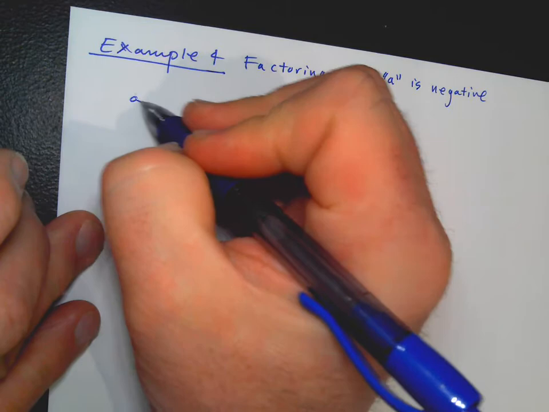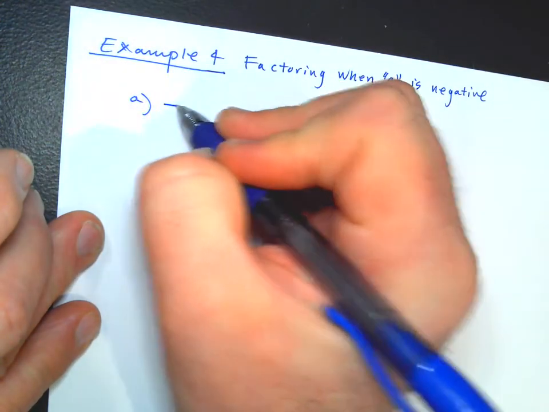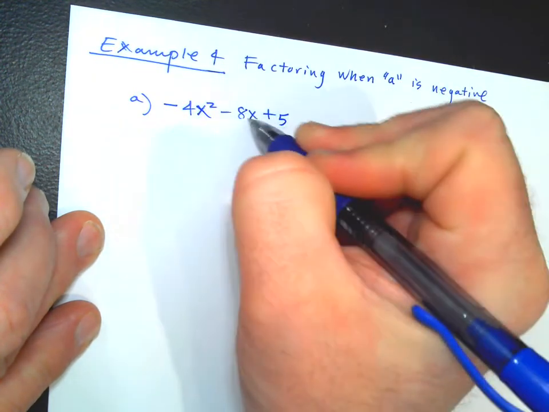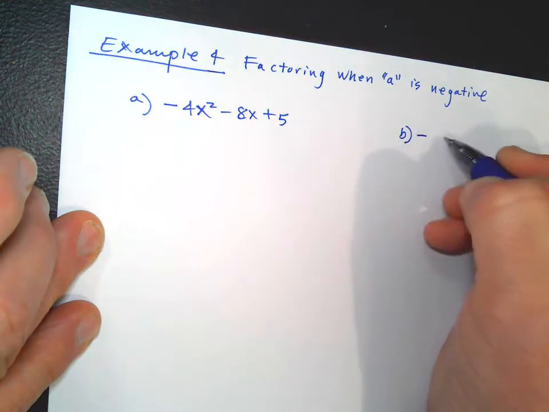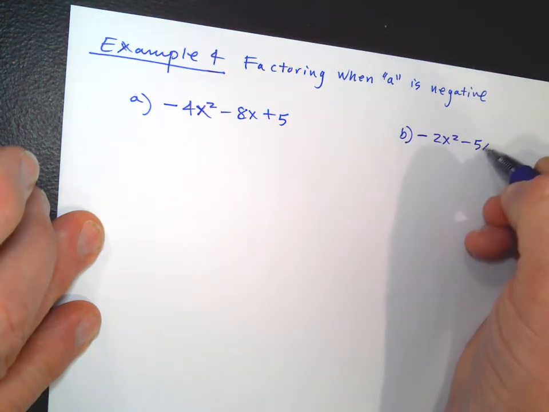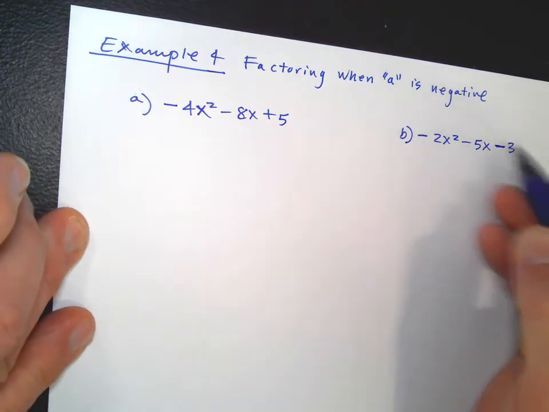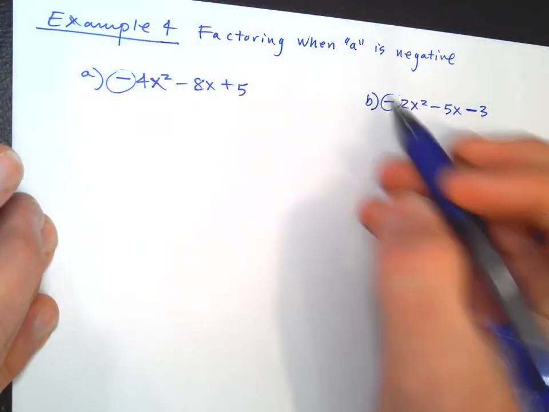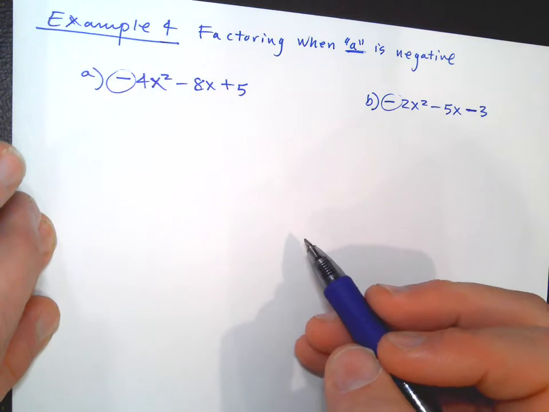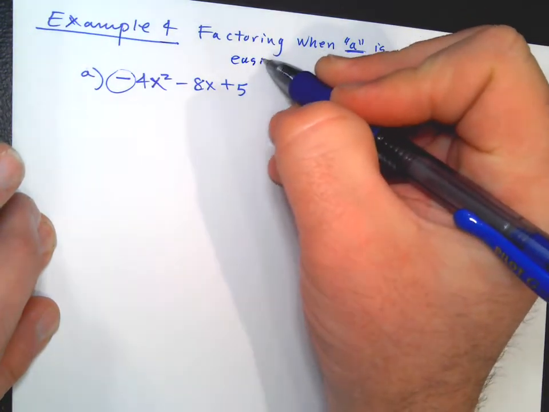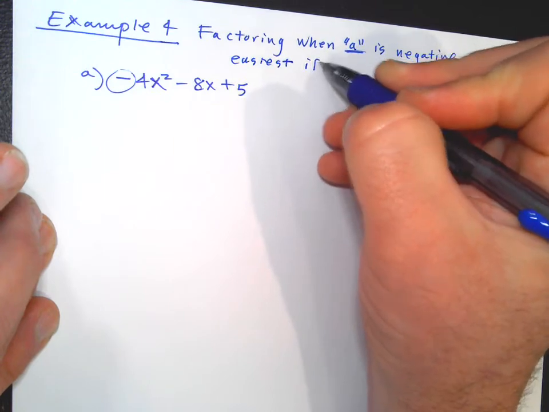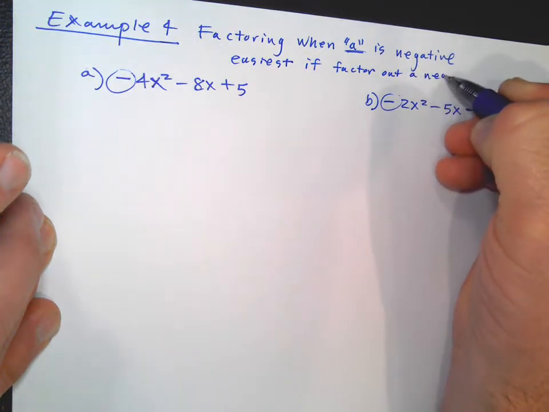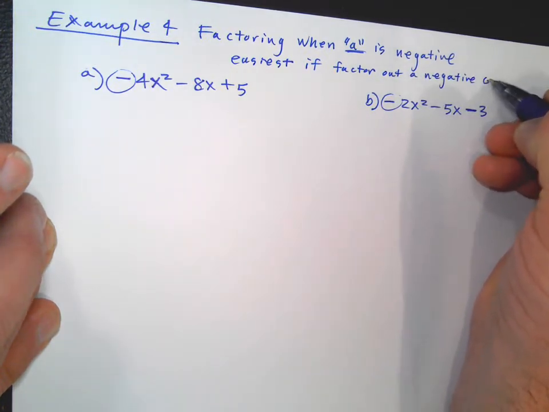So example A, I'm going to leave a little space right here. Negative 4x squared minus 8x plus 5. Okay, and then example B is going to be negative 2x squared minus 5x minus 3. Now here, the big difference in these problems compared to all the other problems that we've done is the negative in front. The A, that's the A right there. Okay, so here's the easiest way to deal with this. Okay, easiest if you factor out a negative GCF right from the beginning.